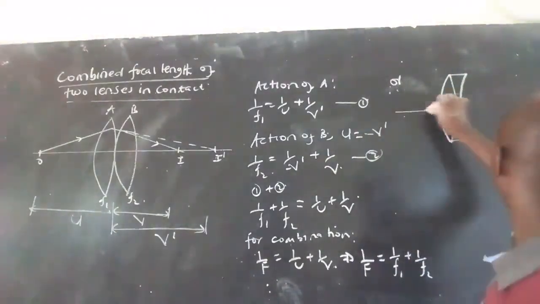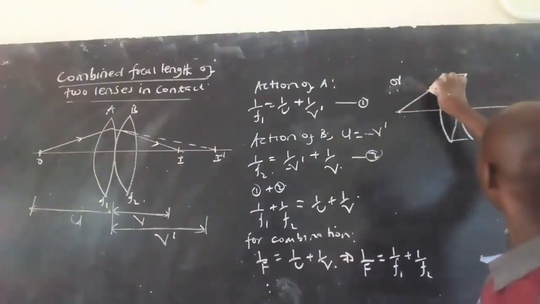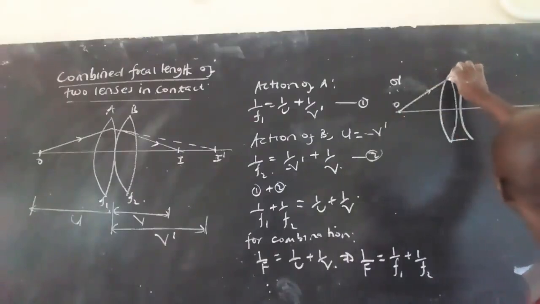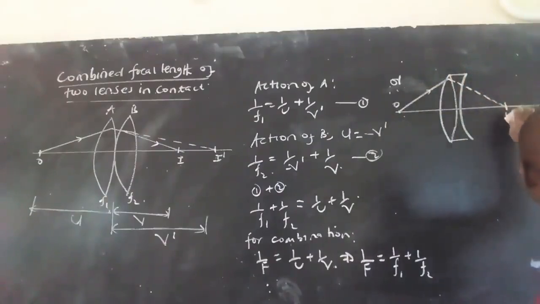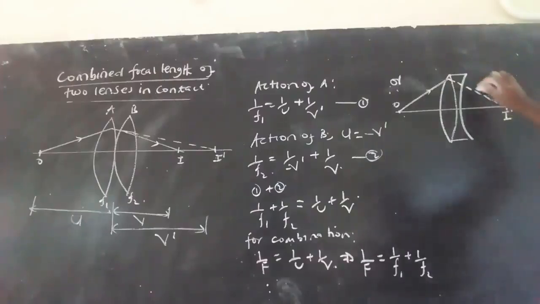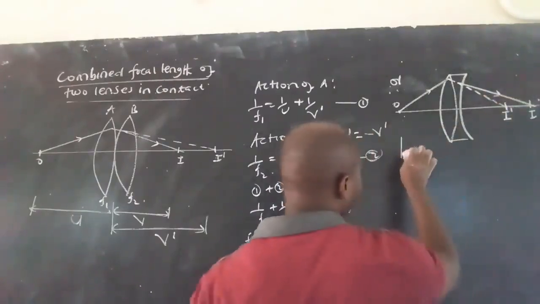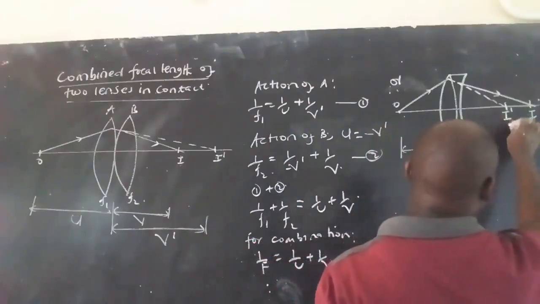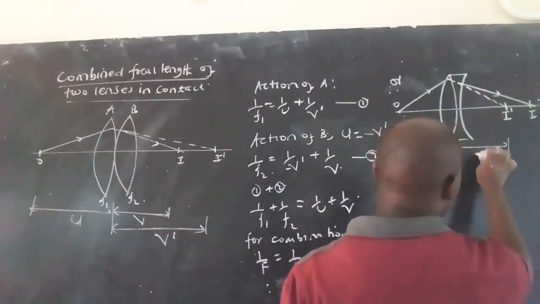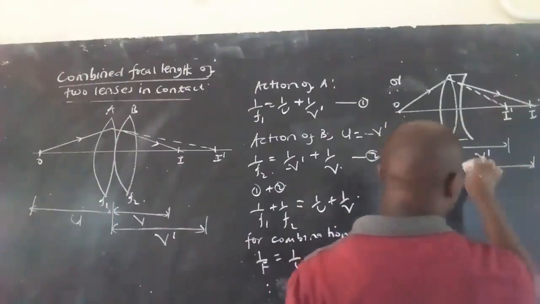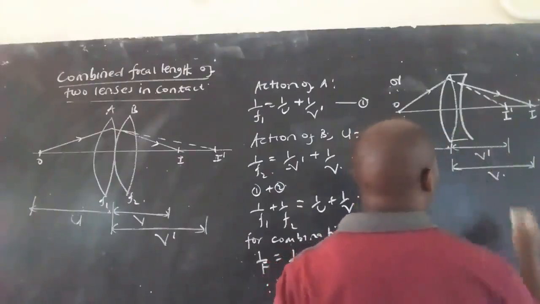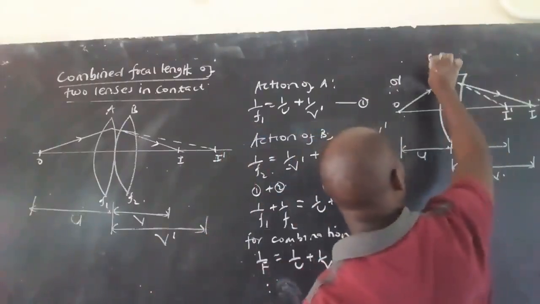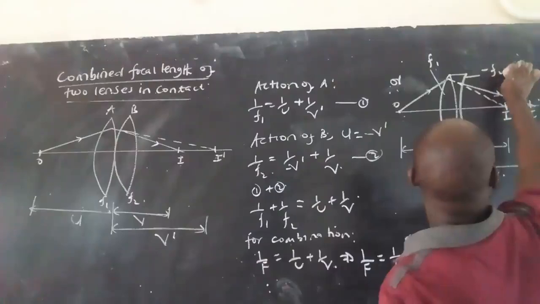So that you have an object here. Now this one gives rise to the image which is I prime. Then this one, divergence, gives rise to I. So that this is U. Then this one will become I prime. Then the final image is this one, so it becomes V. But now the focal length for this one is F1, and the focal length for this one is negative F2.